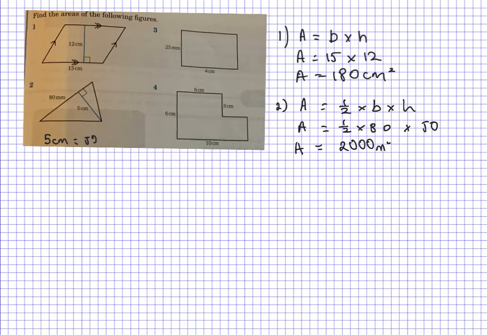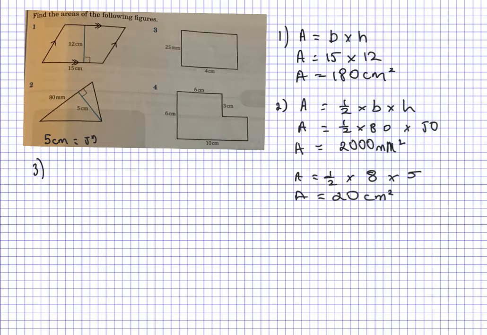millimetres squared. Some of you maybe put this into centimetres, in which case you would have had half times 80 millimetres is 8 centimetres, so half times 8 times 5, which would be 20 centimetres squared. So it's really important that you do include units each time.